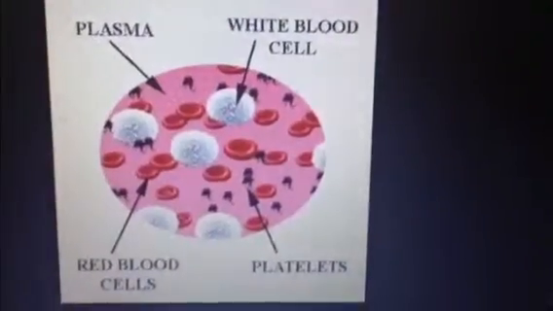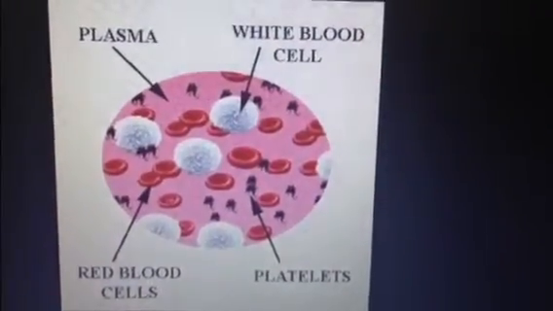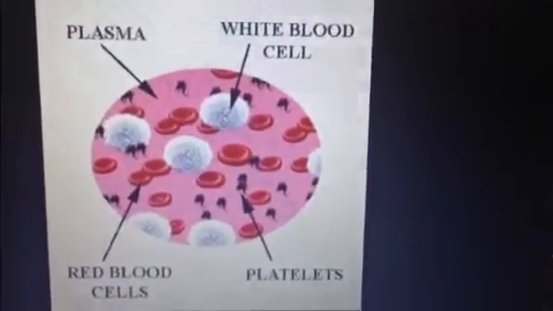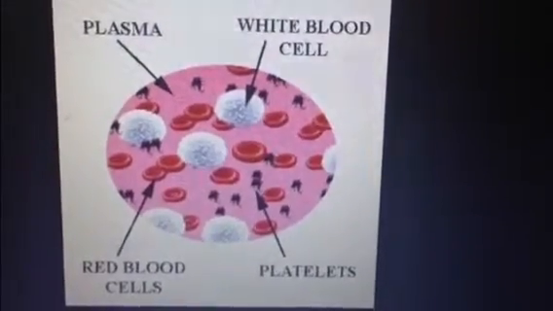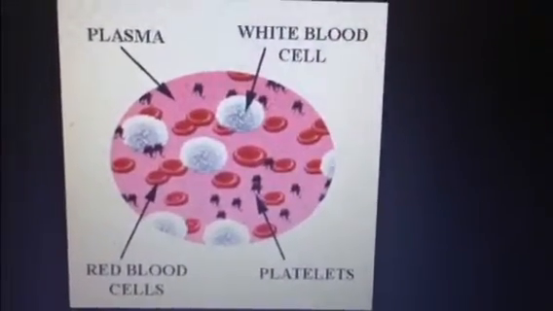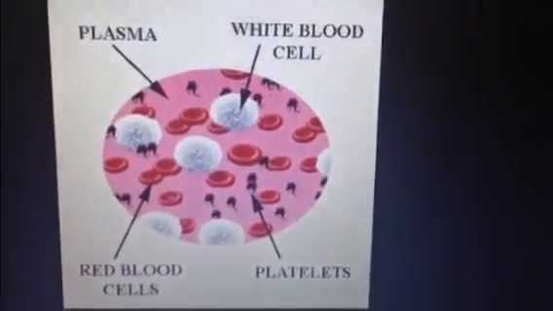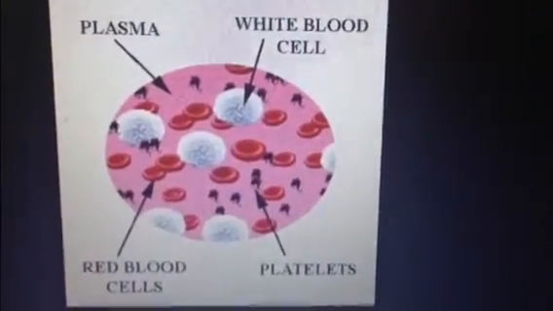So if you have a scratch right here, blood will keep flowing and flowing and flowing out and won't stop. So thank you, platelets. So as you can tell in the diagram, plasma is a liquid form of blood, and it just holds white blood cells, red blood cells, and platelets together. And plasma is actually not pink, it's kind of yellowish.